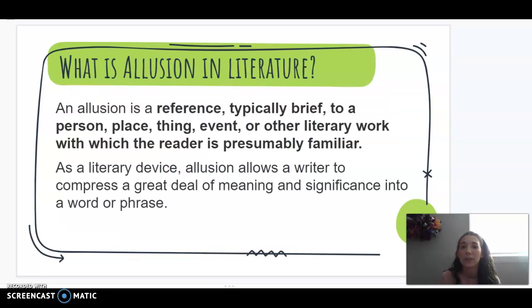Alright, so what is allusion in literature? An allusion is a reference, typically brief, to a person, place, thing, event, or other literary work with which the reader is presumably familiar. As a literary device, allusion allows a writer to compress a great deal of meaning and significance in a word or phrase.